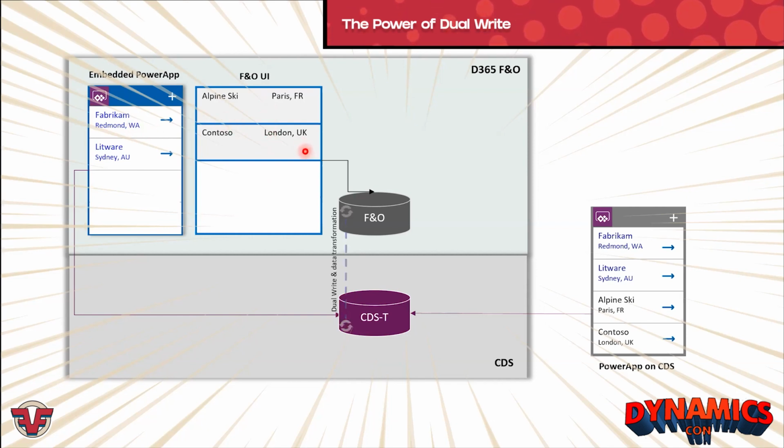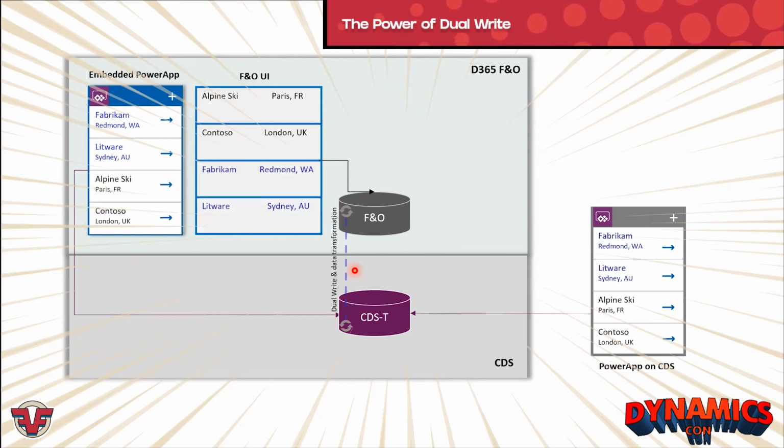Microsoft introduced dual write. What happens here, as you can see, this is the FNO database and the CDS. It talks directly to Finance and Operations and CDS, so there is no middleware. It directly talks and syncs data across both environments. Now, by having this dual write, all the Fabrikam and Litware accounts that were sitting in the Power App here, now I can see those in here.